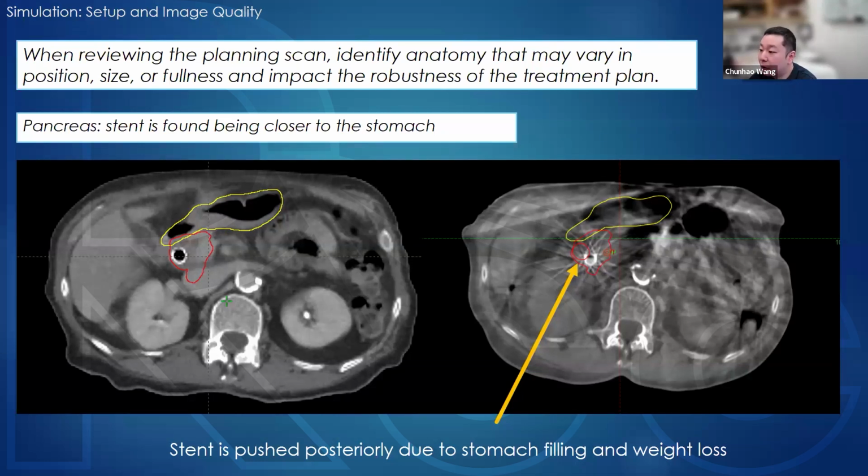On the right side is our day one onboard simulation cone beam CT image. We noticed that while we are aligning the aorta and the other OARs, such as the stomach outlined by the yellow contour, the stent seems to be off. It's pushed very posteriorly, probably due to the variation of the bowel filling, and very likely the weight loss. This happened on day one, and after such evaluation we evaluated the patient's weight loss together with a GI oncologist, and we decided to resimulate the patient.